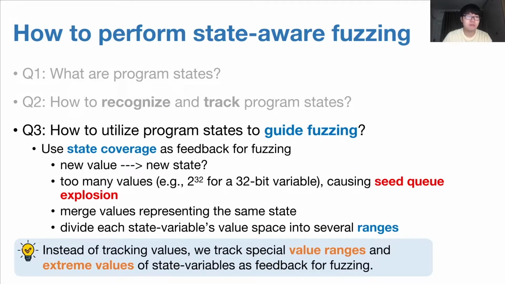For the third question, a straightforward idea is using state coverage as feedback for fuzzing. However, if we use a new value of state variables as a new state, there are too many values, and a lot of test cases will be preserved, causing seed queue explosion and hurting the performance of fuzzing. So we can merge values representing the same state and divide each state variable's value space into several ranges. Therefore, we proposed that instead of tracking values, we track special value ranges and extreme values of state variables as feedback of fuzzing.